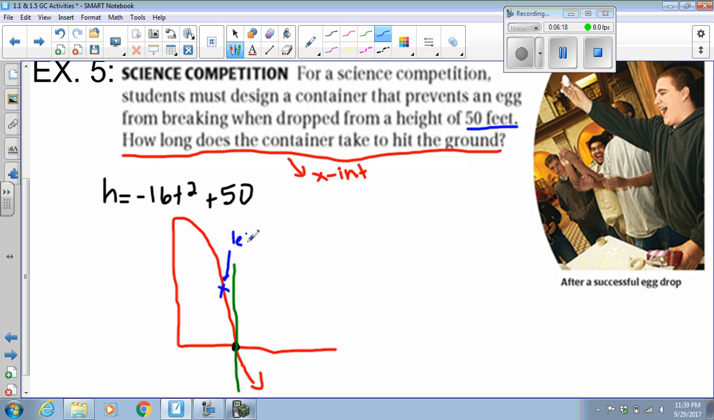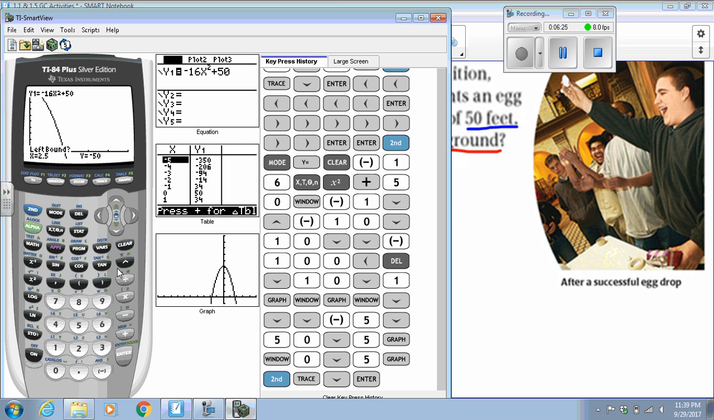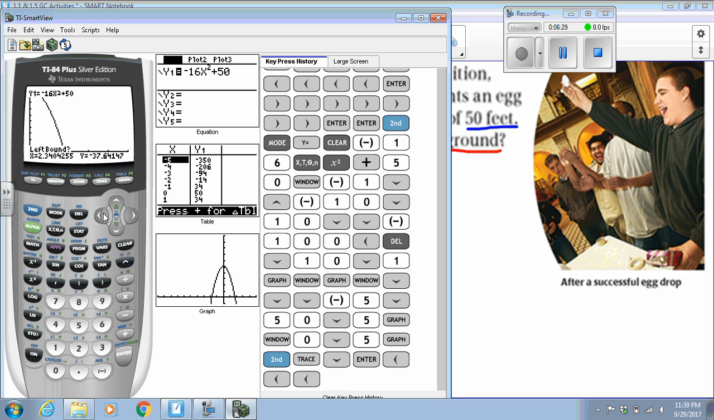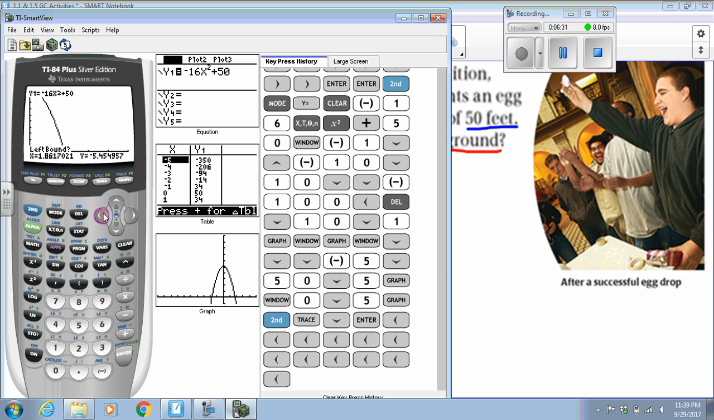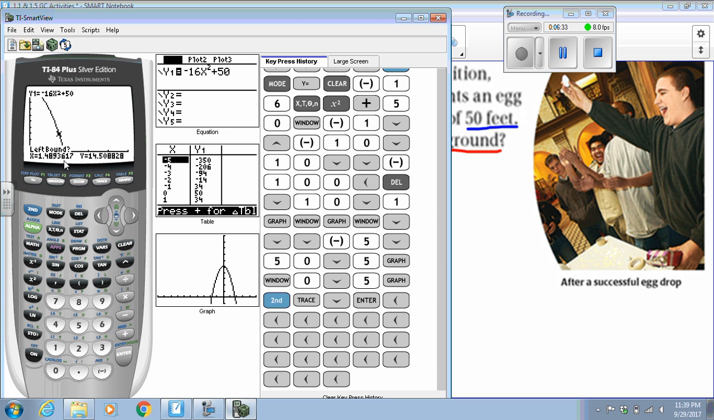So that means we're going to put our cursor anywhere that's above the x-axis. So let's go ahead and we're going to do that. So we're going to move our cursor just somewhere above the x-axis. Okay. Well, here's my cursor, and it looks like it's above the x-axis. So I'm going to press enter.